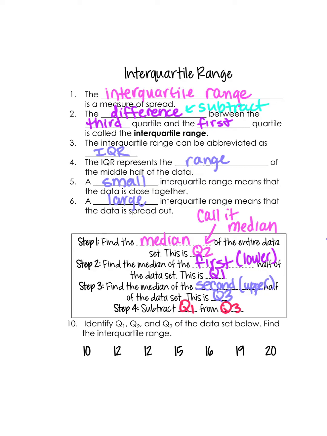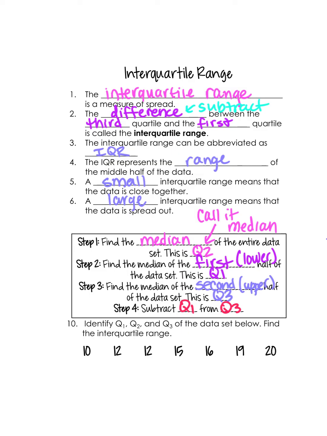After that, you're going to find the median of the first half of the data, or they can call it the lower half. This is Q1, quartile 1. Then you're going to find the median of the second, which is the upper half of the data. That's quartile 3. Then you subtract quartile 1 from quartile 3. Make sense? No, of course not. It's one of those things you have to do. So let's actually go through and do it, and it will make a lot more sense.